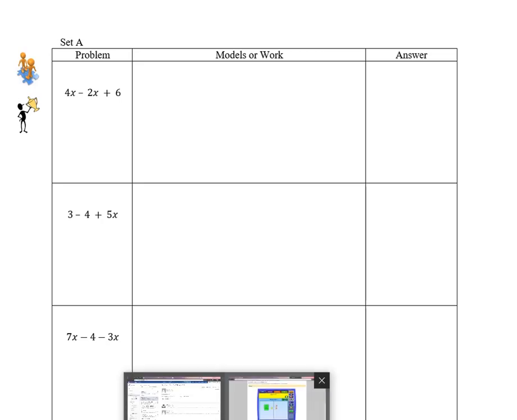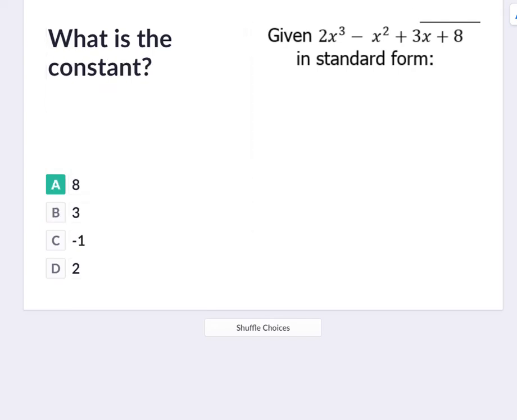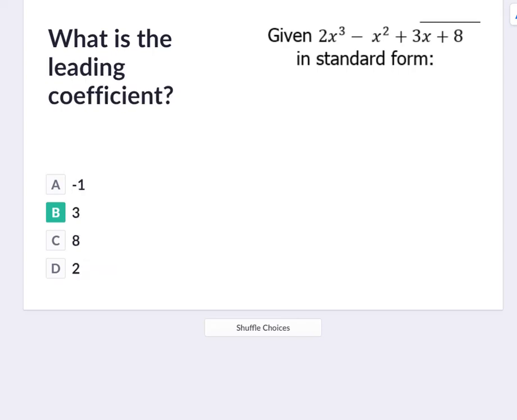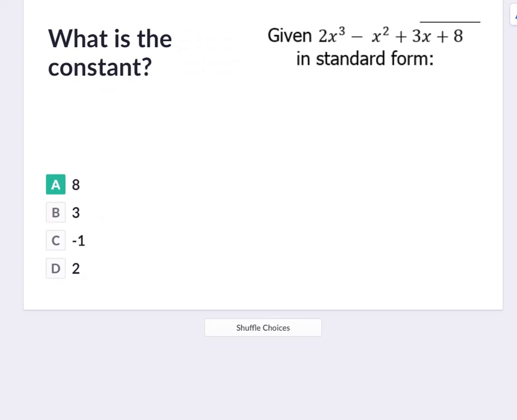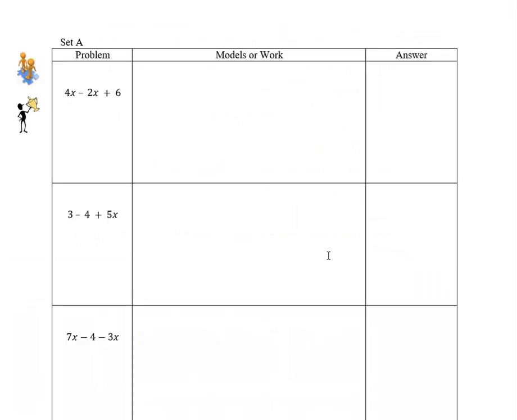And your final activity for today is going to be flickers. So take out your flicker, you can put your packets away, and answer these questions. So here's the first one. What is the leading coefficient? Second one, what is the constant? Third, what is the power of the expression? Okay, hold up your cards, going over the answers on flickers. If you haven't used it yet, I'll share it with you in class.